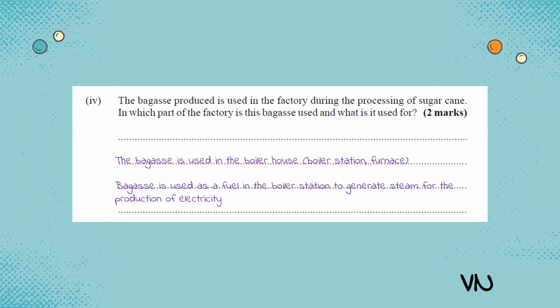So the bagasse is used in the boiler house, boiler station, or furnace. Any one of those 3 words can be used for that location. And it is used as a fuel in the boiler station to generate steam for the production of electricity.